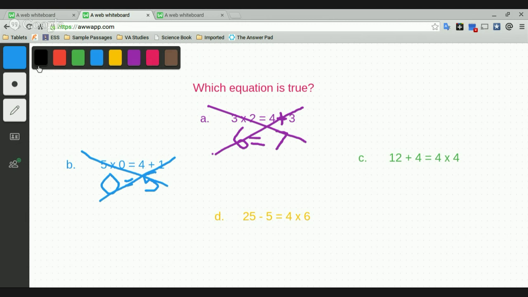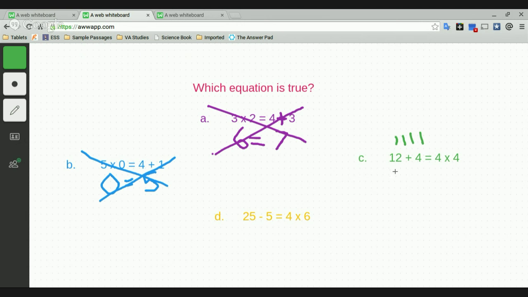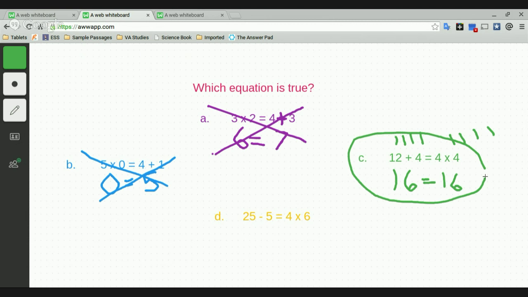Let's pop over here to the green one, the C. 12 plus 4, we know 12, 13, 14, 15, 16 gives us 16. 4 times 4, we can count by 4s. 4, 8, 12, 16. 16 does equal 16, but we shouldn't stop there because we do have one more to check.